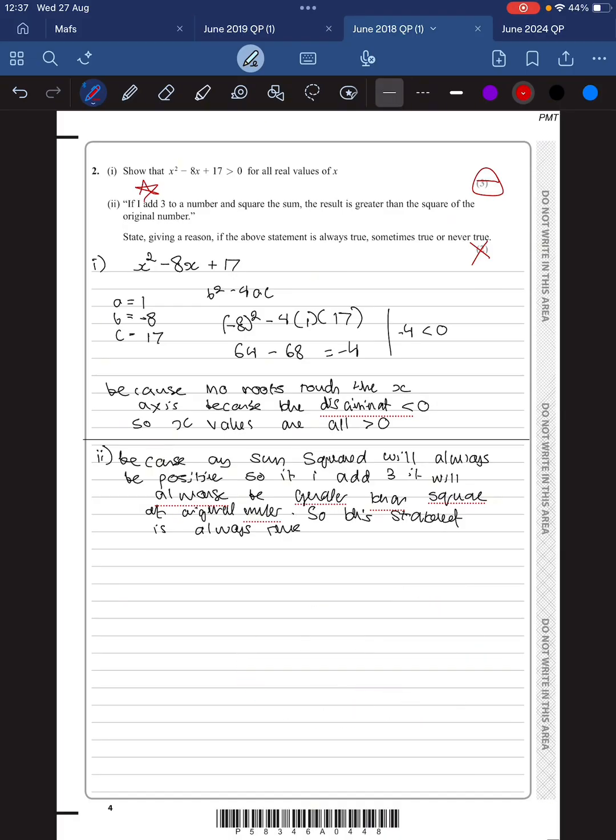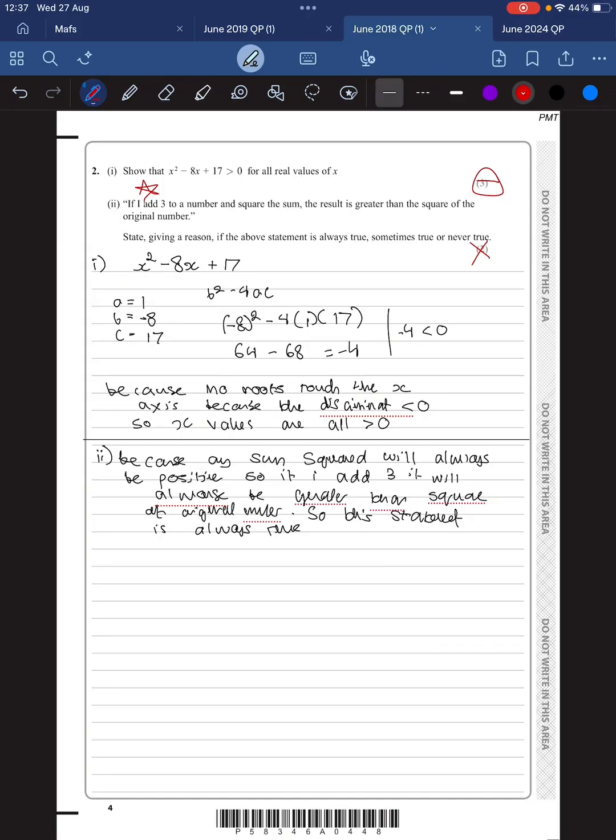So that could be one solution. But one problem I did have is I thought, with this proof question, you just had to go with the statement, I guess. I didn't clock that it was one of them. Oh, I forgot what its name is, but I'll show you. So if I add 3 to a number and square it, the result is greater than the square of the original number. State, giving a reason, if the above statement is always true, sometimes true, or never true.